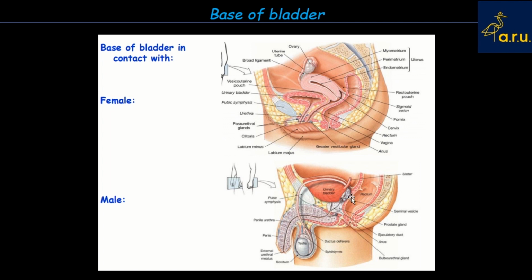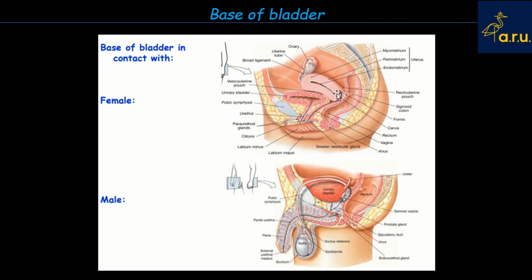So the seminal vesicles and ampulla of the ductus deferens are posterior relation of the base of the bladder. The ejaculatory duct in itself is going to go into the prostate and then combines with the prostatic part of the urethra. In case of females, the base of the bladder, which can be seen over here, you can see that the base of the bladder is related posteriorly to the vagina. So vagina is the posterior relation of the urethra as well as the base of the bladder.